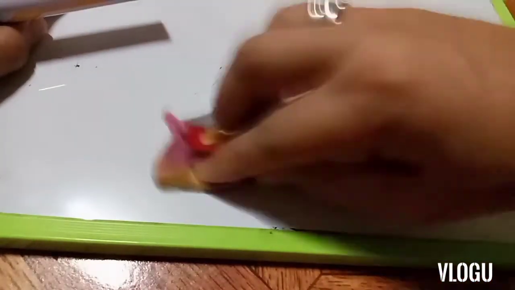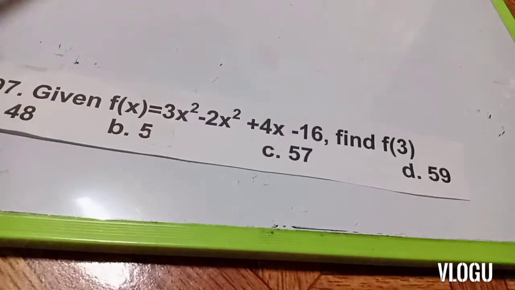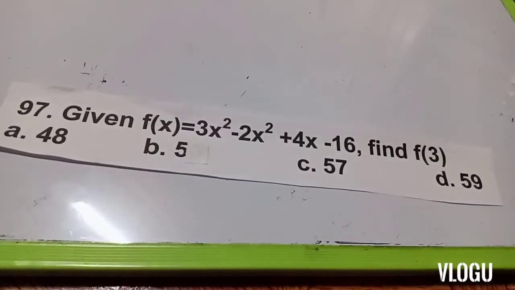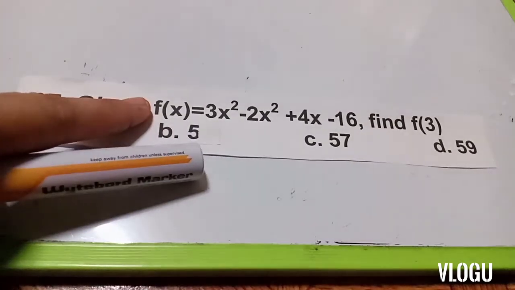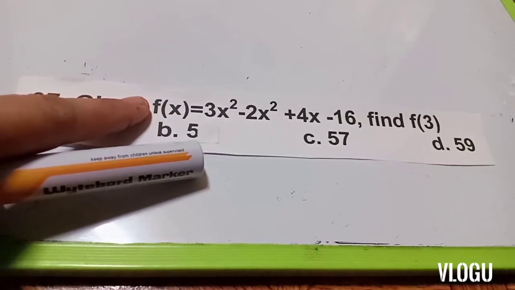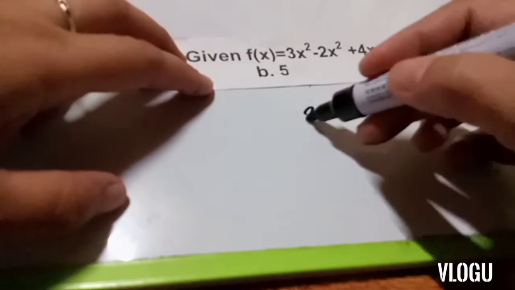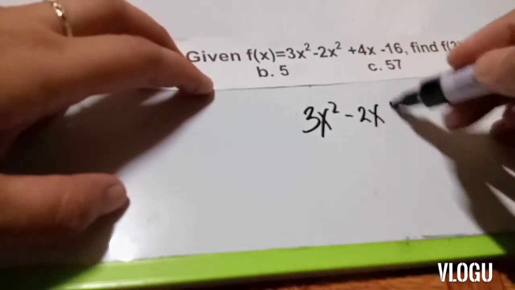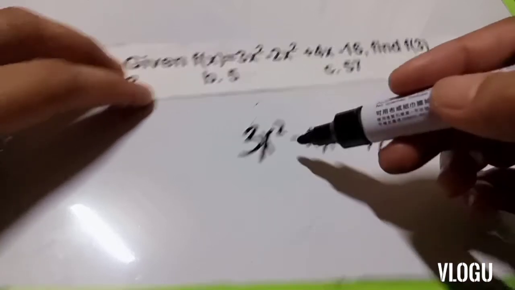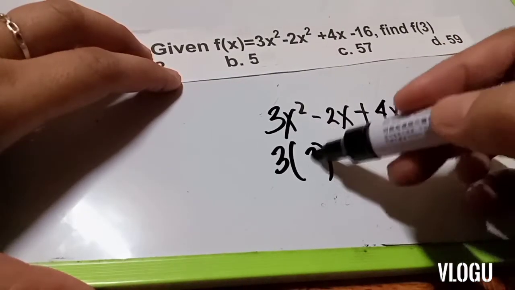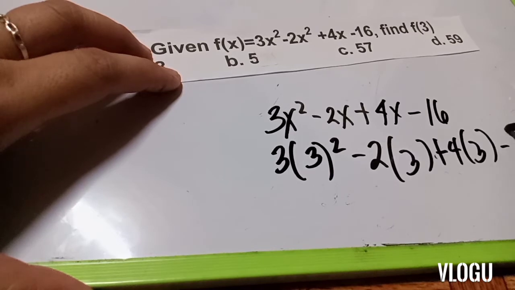Okay. So again, let's proceed to 97. Our given for 97 is 3x squared minus 2x plus 4x minus 16. Find the function f of 3. We know that f of x is equal to y, and the value of x is 3. So let's substitute: 3 times 3 squared minus 2 times 3 plus 4 times 3 minus 16.